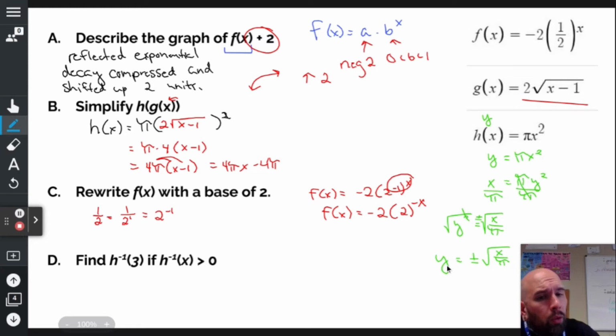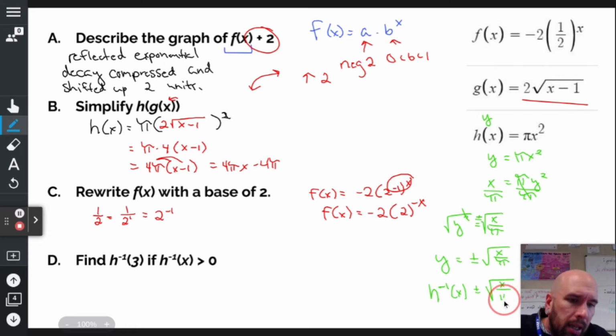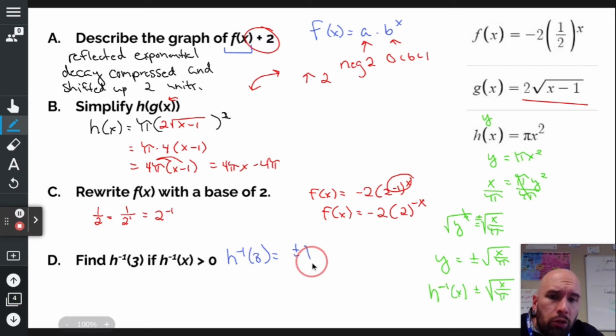Now the last thing that we're going to do is, I'm not going to call it y. I'm going to call it h inverse. So h inverse of x equals positive or negative square root of x over pi. Not pleasant. They want me to find 3. So if I take 3 and plug it in, h inverse of 3 is going to be positive or negative square root of 3 over pi. Now they're saying I only want my answer to be positive, so let's just keep the positive answer: the positive square root of 3 over pi, and that's my answer.